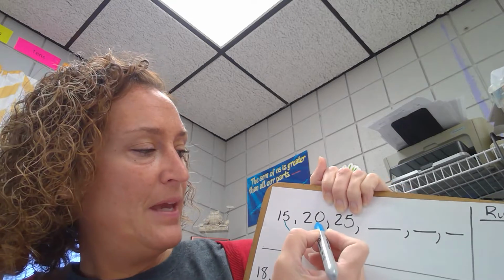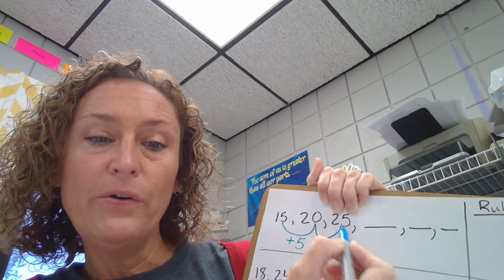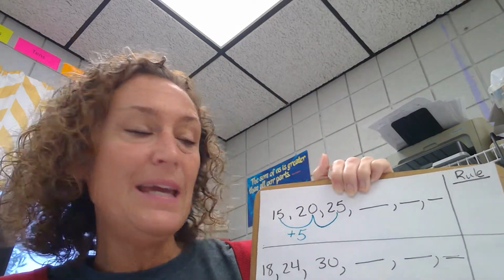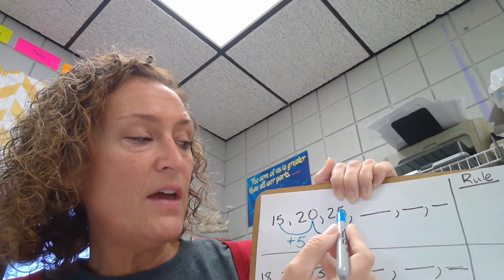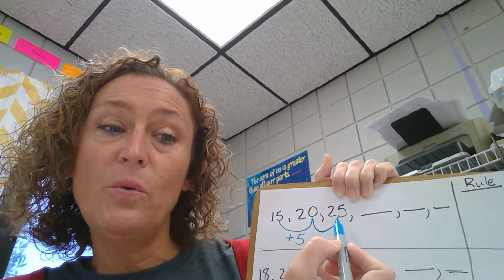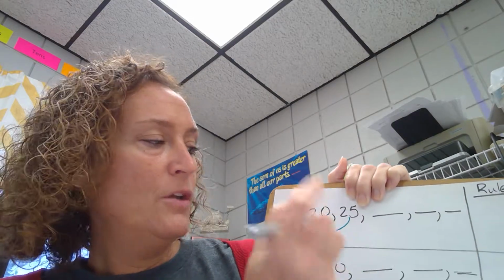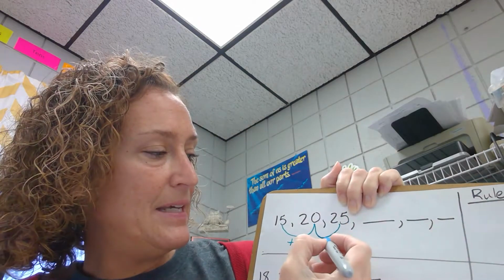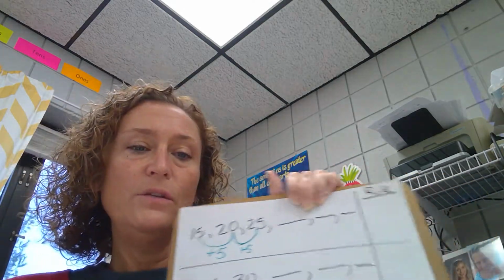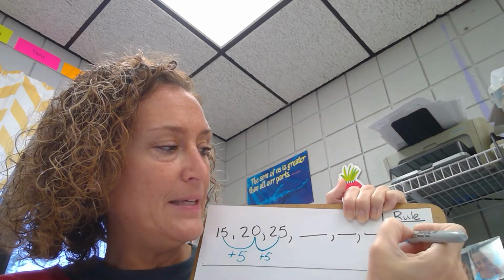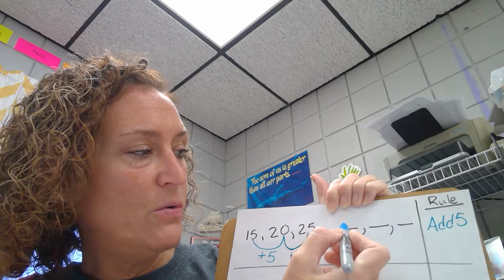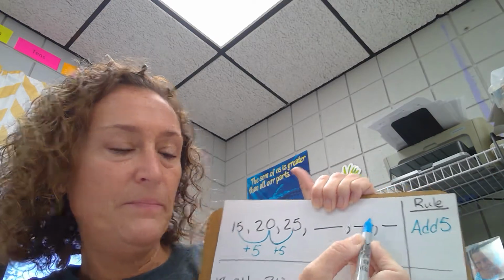Add 5. Now, that might be my rule, or I could have made a mistake, or it could have a totally different type pattern. So what I need to do now is look to see if 20 plus 5 does equal 25, and if it does, that's going to be my rule. 21, 22, 23, 24, 25. It does, so another plus 5. So my rule I need to write is add 5.